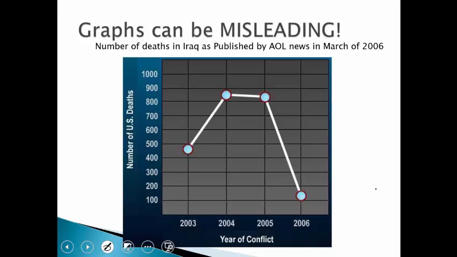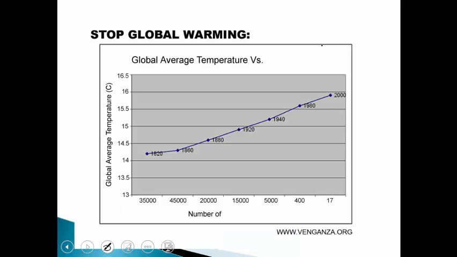Just as a warning, graphs can be misleading. Here's a graph that was actually published by AOL in March of 2006 on the number of deaths in Iraq. And all of a sudden, it looks like the number of deaths had gone down quite a bit. But if you look back at the title, you see this is in March. That's only a quarter of the way through the year, so we'd expect the deaths to be a lot lower. But somebody used this data to try to tell a story at some point along the way.